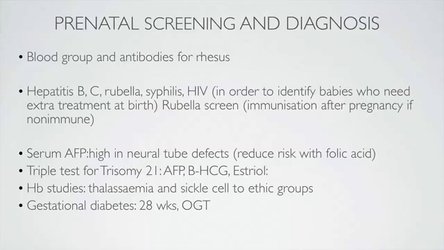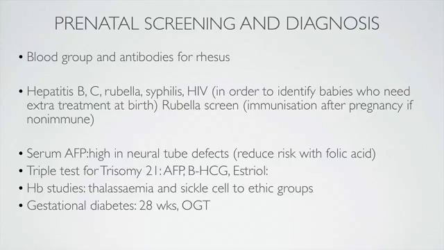Another important screening test is serum AFP, so alpha-fetoprotein. This is high in neural tube defects. If a lady has had a baby with a neural tube defect in the past, like spina bifida, this can be reduced with folic acid. So all women are recommended to take folic acid when they're trying to get pregnant. We offer a triple test for trisomy 21, which I'm going to talk about in a moment. And this tests AFP, beta-HCG and estriol.